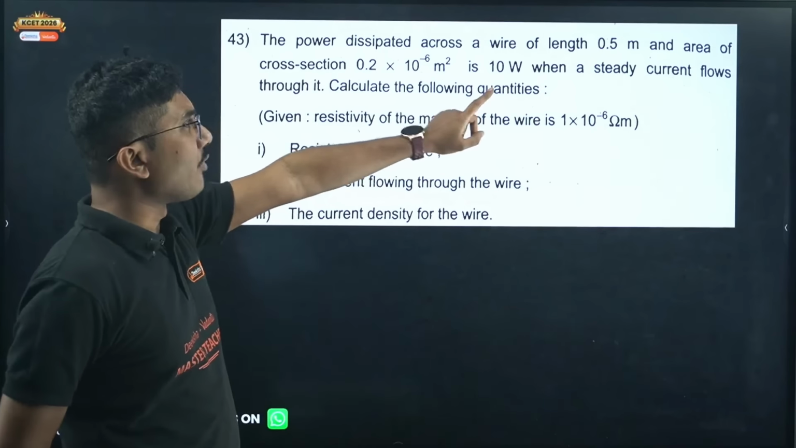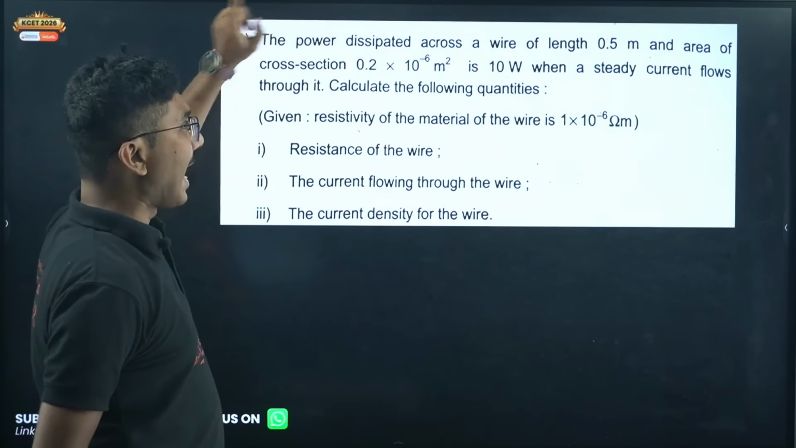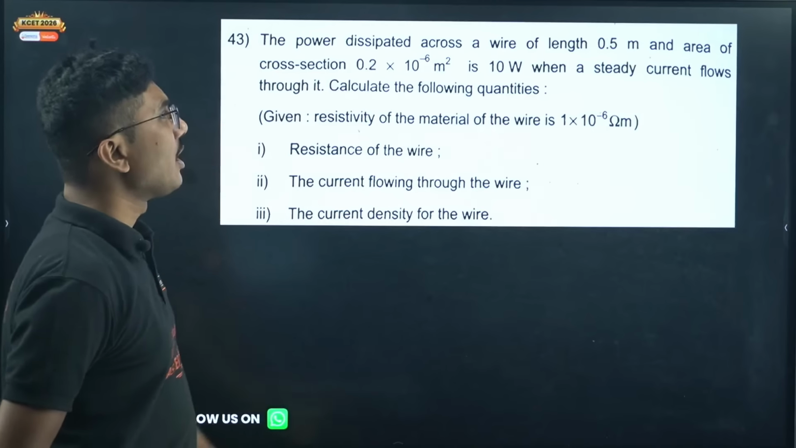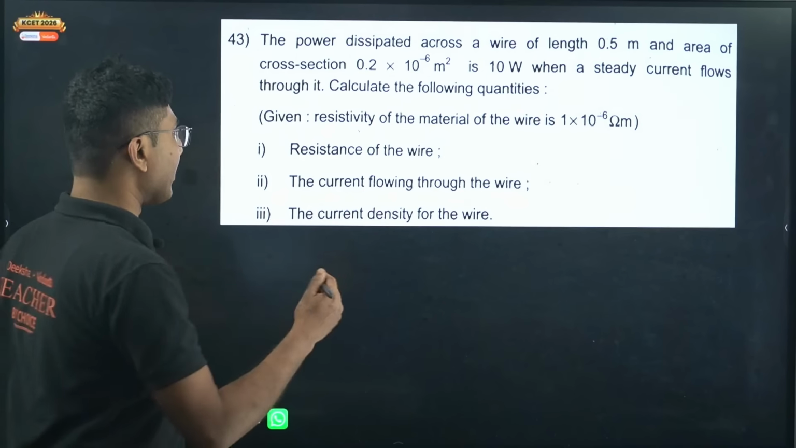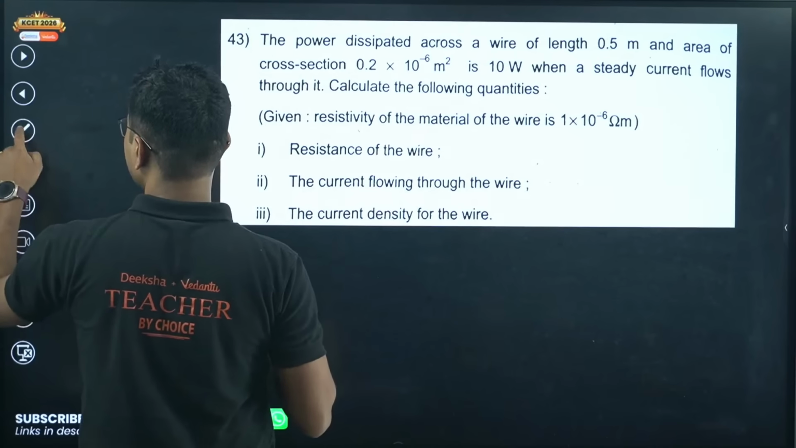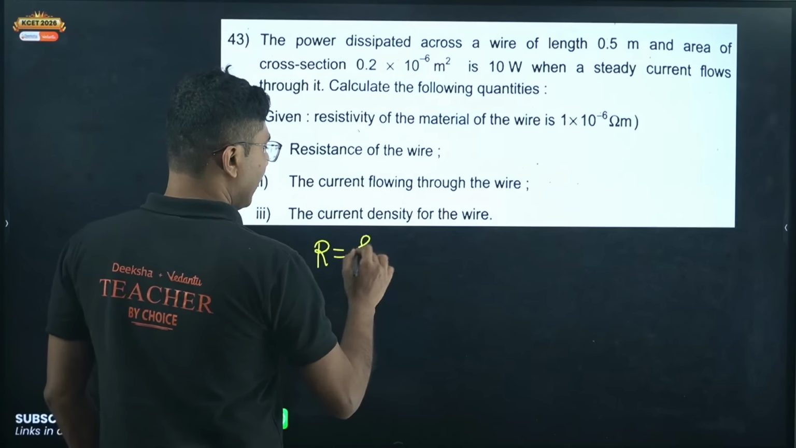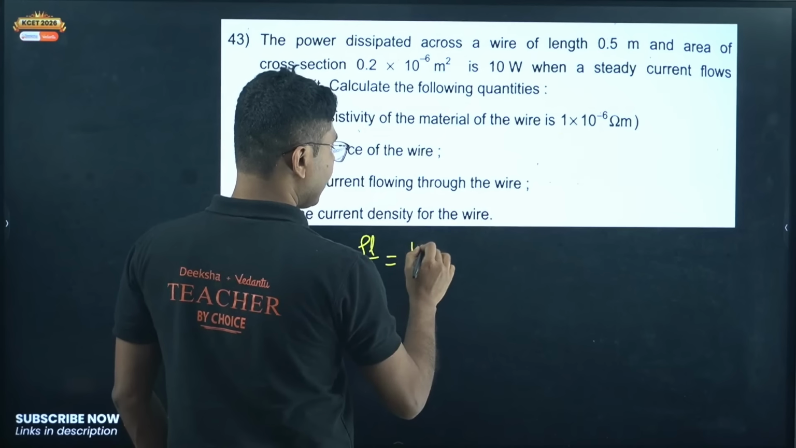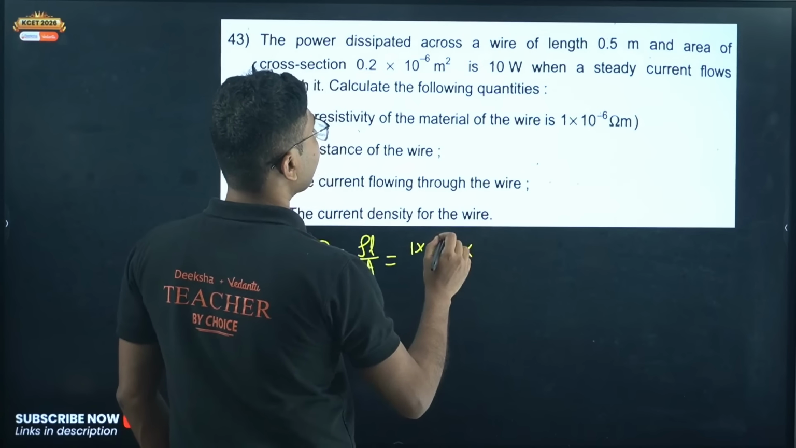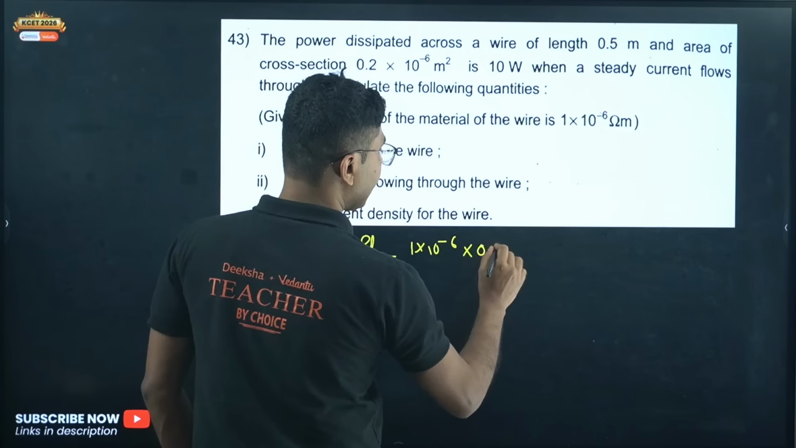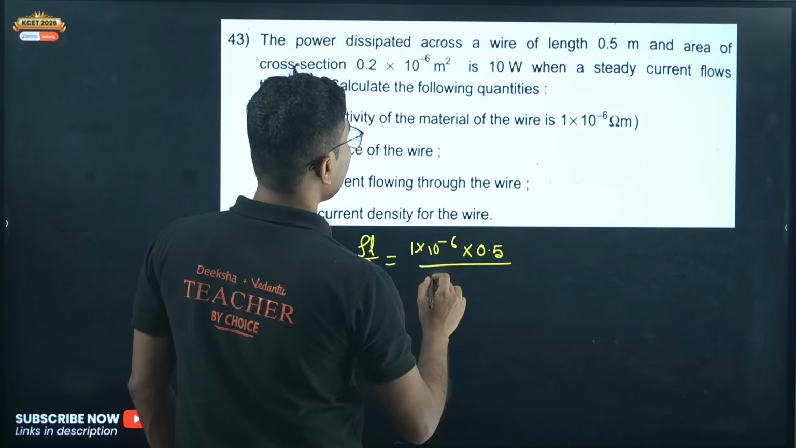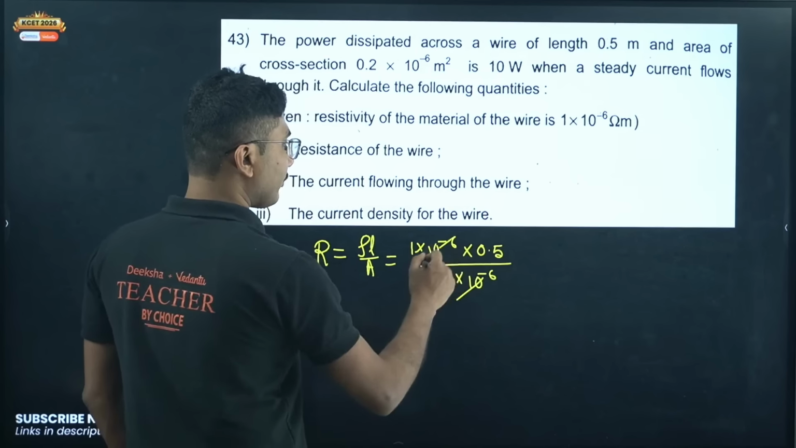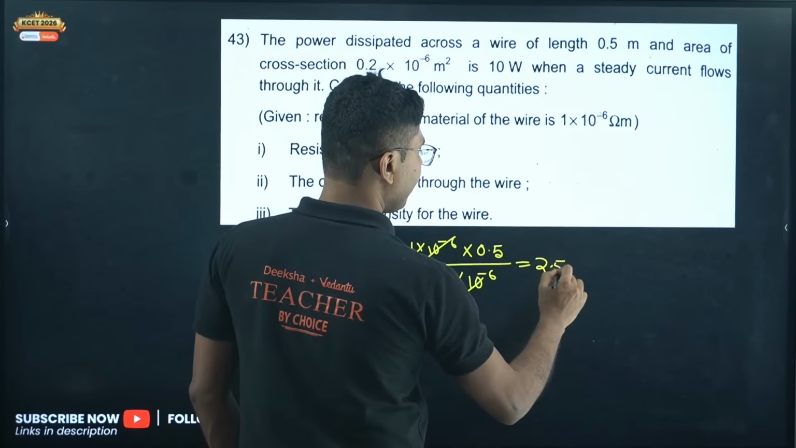Power dissipated across a wire of length 0.5 meter and area of cross section 0.2 into 10 to the power of minus 6 meter square is 10 watt. When a steady current flows through it, calculate the following quantity. Resistance, very easy. Resistance is given by rho L upon A. So calculate the resistance. Rho is given for this question 1 into 10 to the power minus 6. L is given 0.5 meter and area is given 0.2 into 10 to the power of minus 6. So from there you can calculate the resistance, which will be 2.5 ohm.